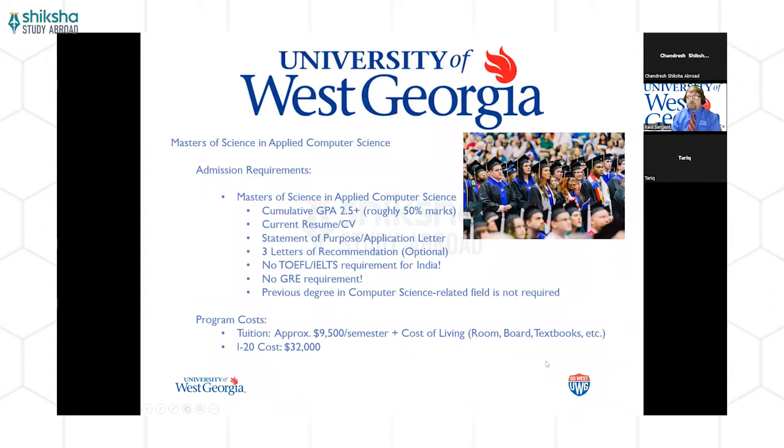Program cost, of course, always an important question from students. This program does cost about $9,500 a semester, plus your cost of living, so textbooks, room, board, those sorts of things. Our I-20 cost is set for about $32,000 per year. And that is probably about right. It might need a little bit more than that because this program does run year round.